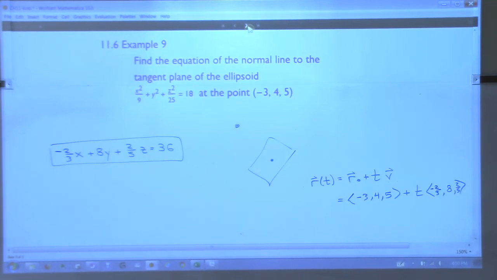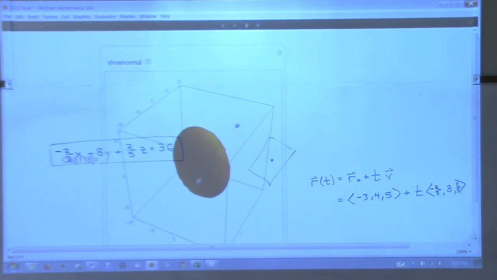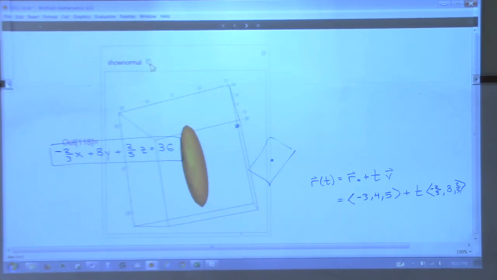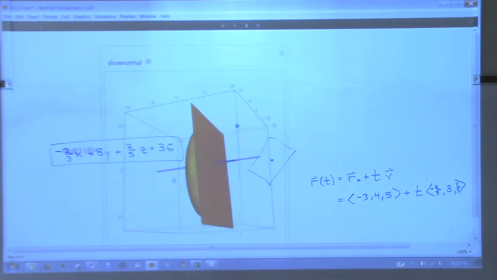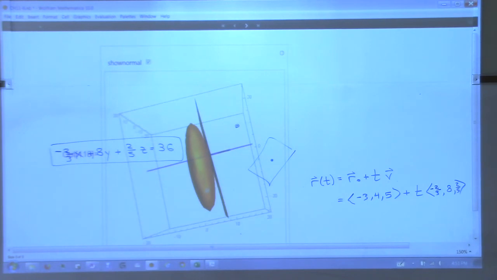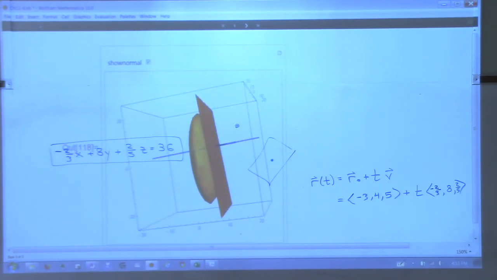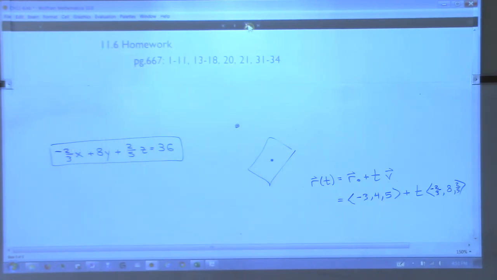All right. This is just a picture of what we just did. We found the equation of that plane, and we found the vector equation of that line. And that's it. So we'll call it a day because apparently my backyard is a disaster right now.